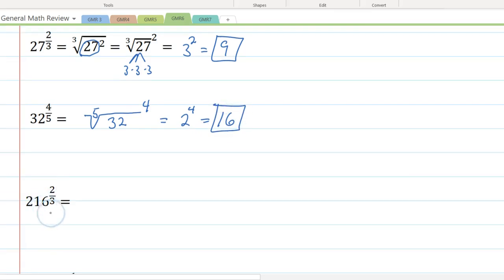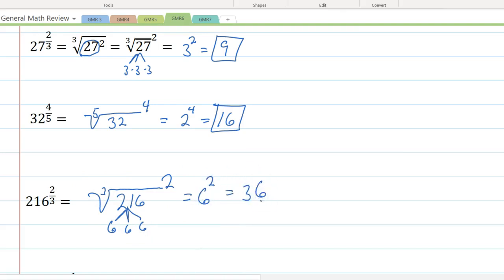Next, I have 216 raised to the 2/3 power. I draw my radical symbol. I write the 216 on the inside. I know that it's being squared, and I know the 3 is my index. I need to figure out what three things multiply to 216. Well, I know that 216 is 6 times 6 times 6. That means the cubed root of 216 is 6, and I'm still squaring it, which is equal to 36.